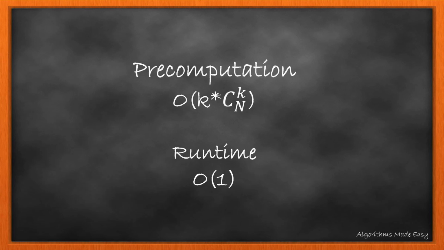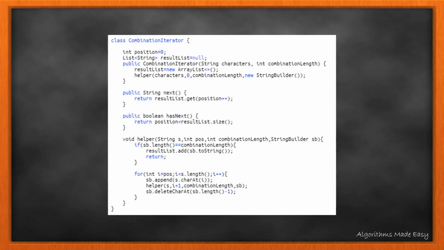The time and space complexity is k multiplied by C(n, k), where k is the length of the combination and n is the length of the string. The runtime for the two methods is O(1). Here is the code snippet for backtracking.